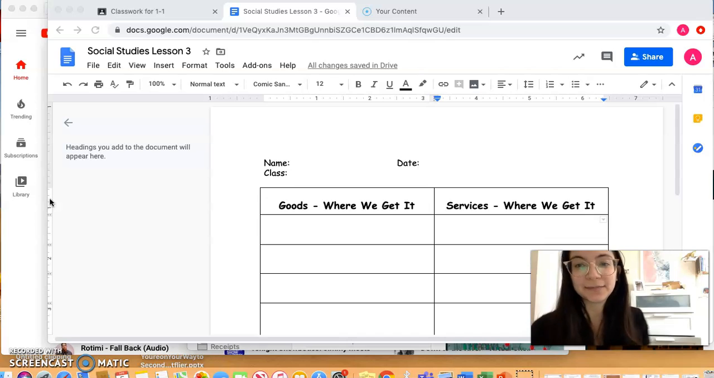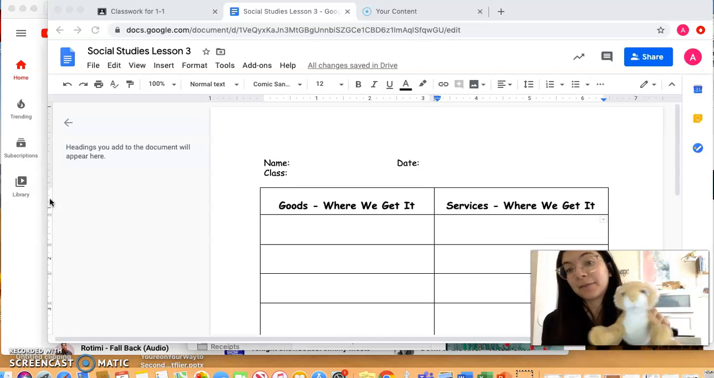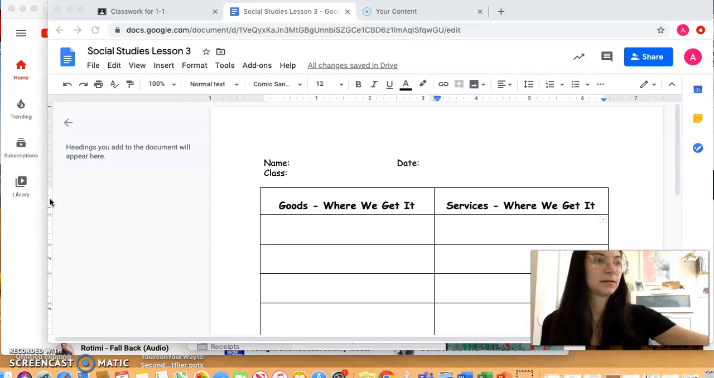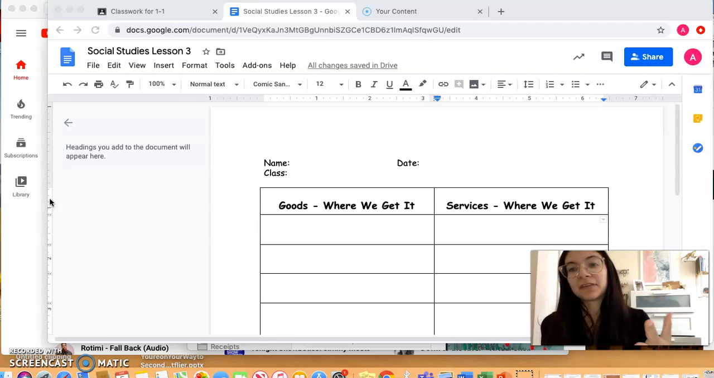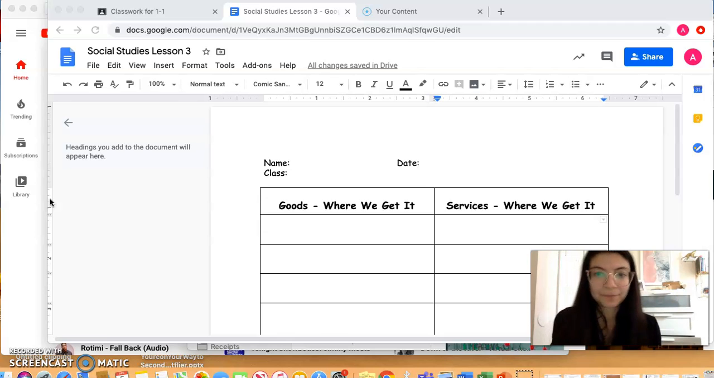So remember, a good is something that you can buy that's physical. A good could be a stuffed animal, a glass, or a telephone, a cell phone. They're all goods. Services are a little different because they're not something that you can physically hold in your hand. For example, I'm a teacher and I'm giving a service because I'm teaching you guys.